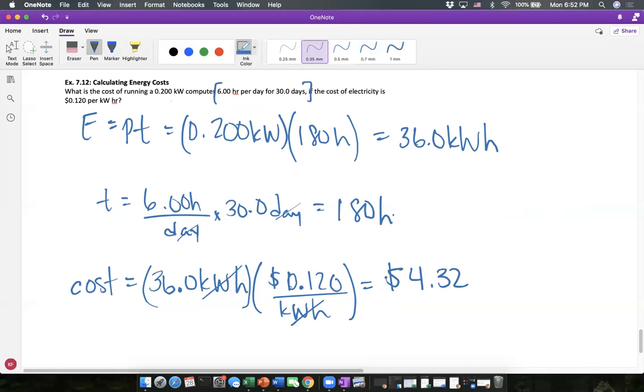So this is our cost of running a computer, which takes 0.2 kilowatts, in 6 hours per day for 30 days. So this might be something you're a little interested in if you ever want to make sure that PG&E isn't messing with us. Who knows? So that is for this example here.